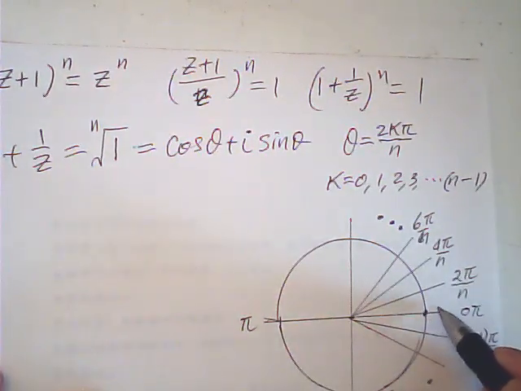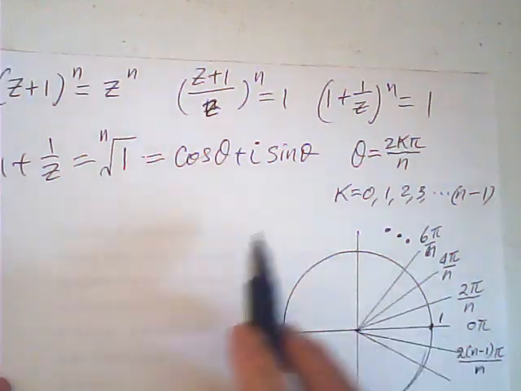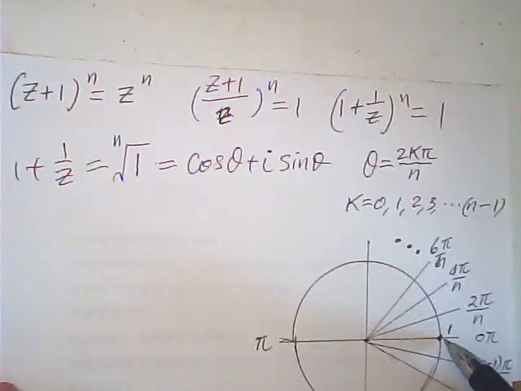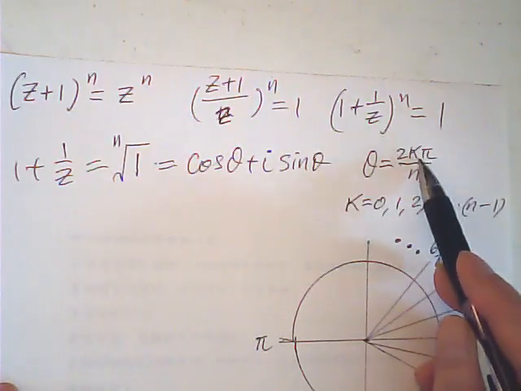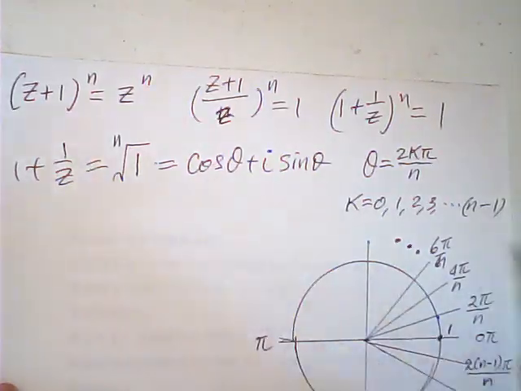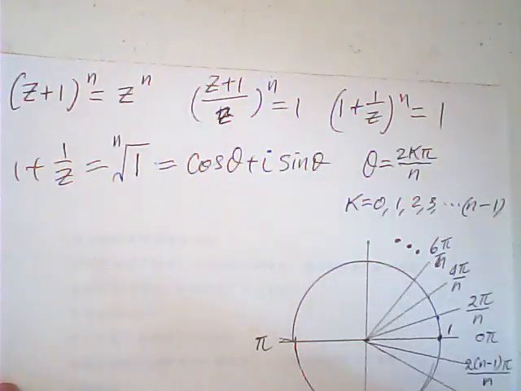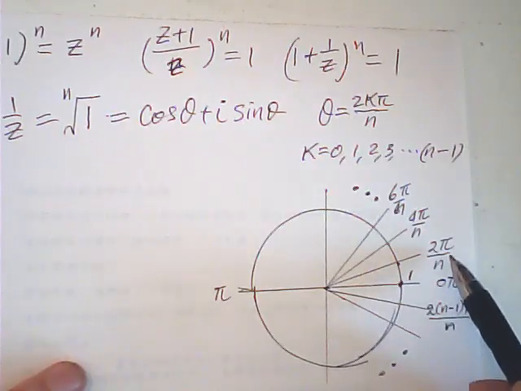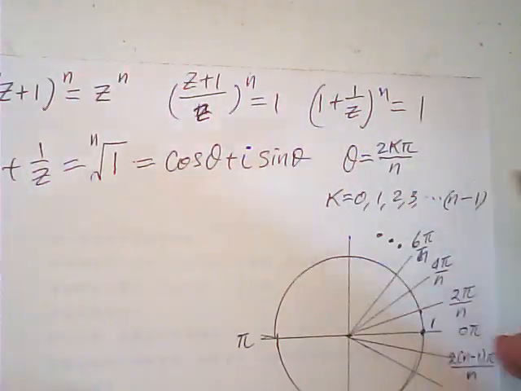Now, because this is a unit root, 1 is a root of this. So start from this. Every 2kπ/n is the next root, and so on. So you have n roots distributed over this unit circle. Their interval is 2π/n. Okay, that's what I meant here.